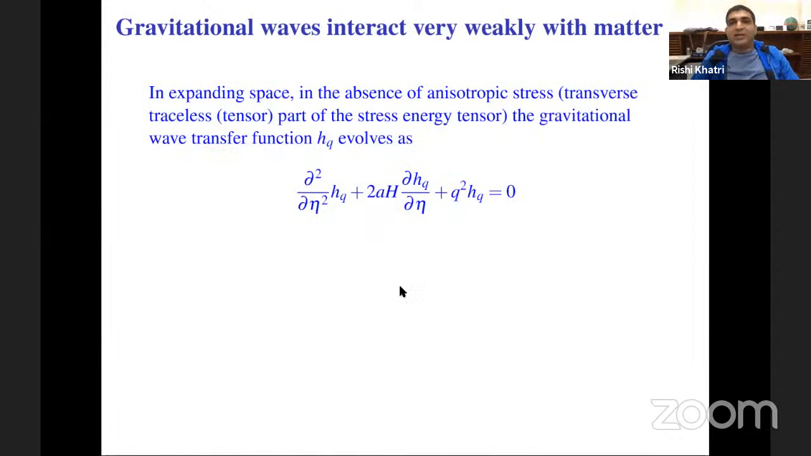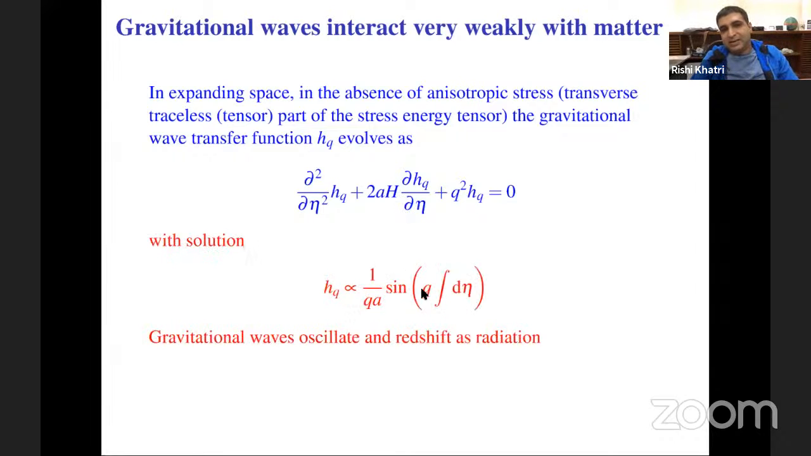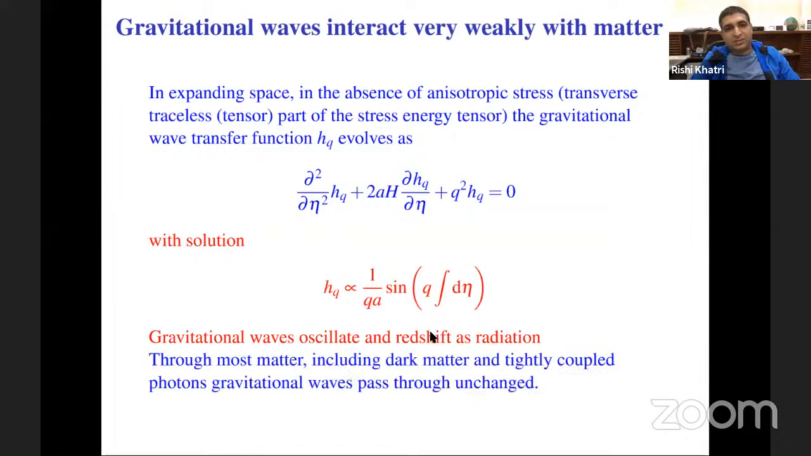So it turns out the evolution of gravitational waves is much simpler than the scalar perturbations. In particular, they interact very weakly with matter. So the evolution is given by very simple oscillatory equations. h_Q is the tensor amplitude, and this is an oscillatory equation with a damping term. The damping is coming just because of the expansion of the universe. So gravitational waves are radiation, and from the solution we directly see that they redshift just like radiation. The energy density will go as redshift to the power fourth.